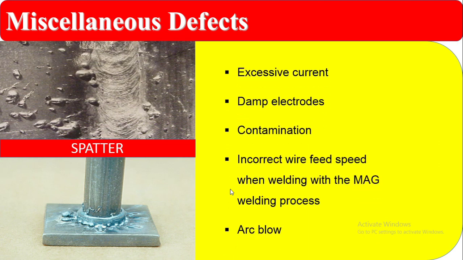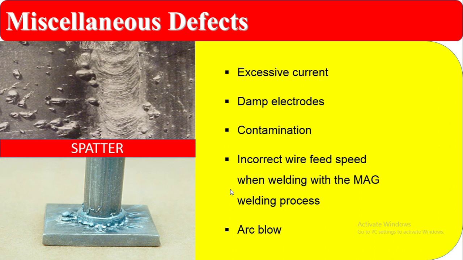Why is spatter generated? This is very important, you have to know. Excessive current: if the current is more, spatter will be generated. Damp electrode: if the electrode is damp, spatter will be generated. Contamination: if there is contamination in your parent metal, your electrode, or say in your weather, then definitely spatter will be generated. Incorrect wire feed speed when welding with the MAG welding process: if the feed speed is not correct, you can find spatter generated there. So immediately you have to control that spatter, check where it is and why it happened, and after that you have to start welding again.